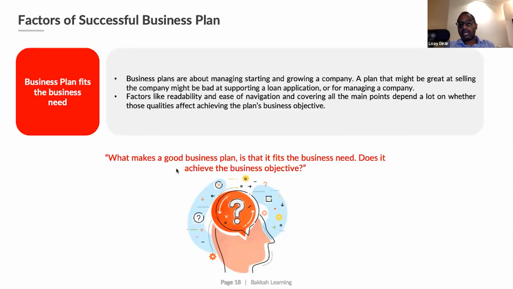Factors like readability, ease of navigation, and covering all the main points depend a lot on whether those qualities affect achieving the plan's objectives. So you need to look at many factors, even when it comes to market readiness, when developing a business plan. What makes a good business plan is that it fits the business need. Does it achieve the business objective? Definitely, you must answer that question, because it has to be aligned with the strategy of your business. It must be aligned with the business needs. And overall, it must help you to set the right direction.